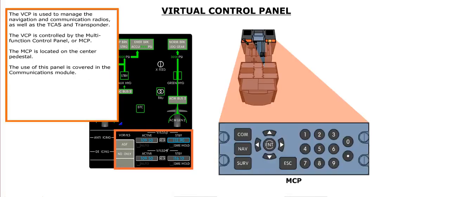The VCP is used to manage the navigation and communication radios, as well as the TCAS and transponder. The VCP is controlled by the Multifunction Control Panel, or MCP. The MCP is located on the center pedestal. The use of this panel is covered in the Communications module.